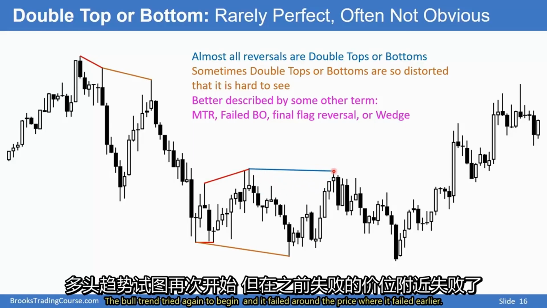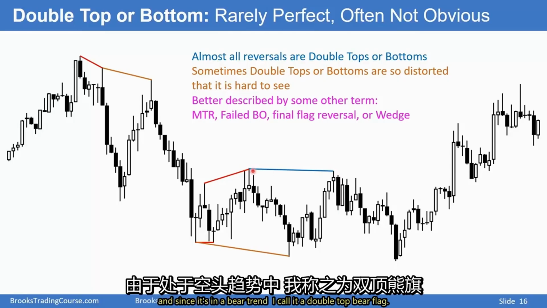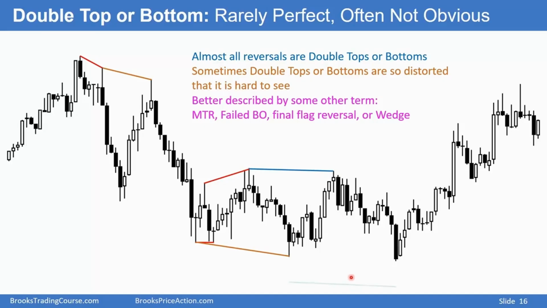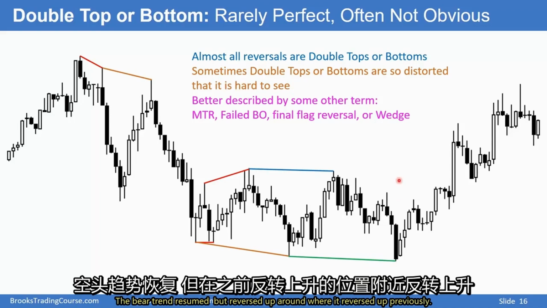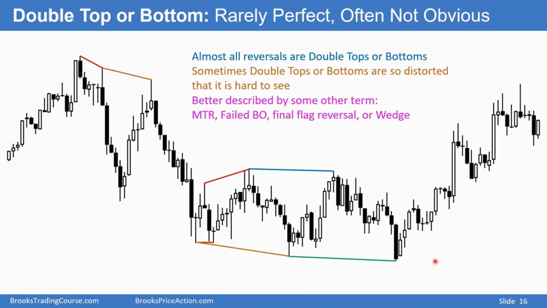The bull trend tried again to begin, and it failed around the price where it failed earlier. Slightly lower high, but it's still a double top, and since it's in a bear trend, I call it a double top bear flag. The bear trend resumed, but reversed up around where it reversed up previously. It's a slightly lower low, but it's still a double bottom, and it led to a reversal.